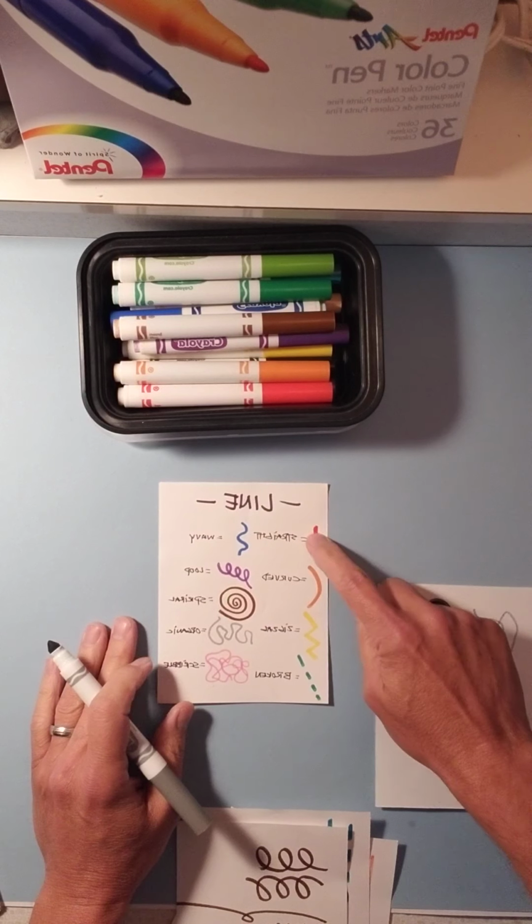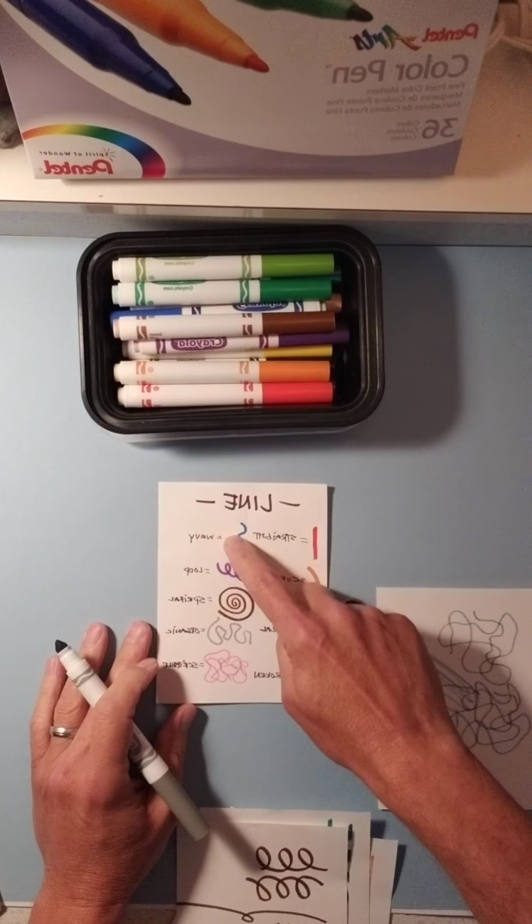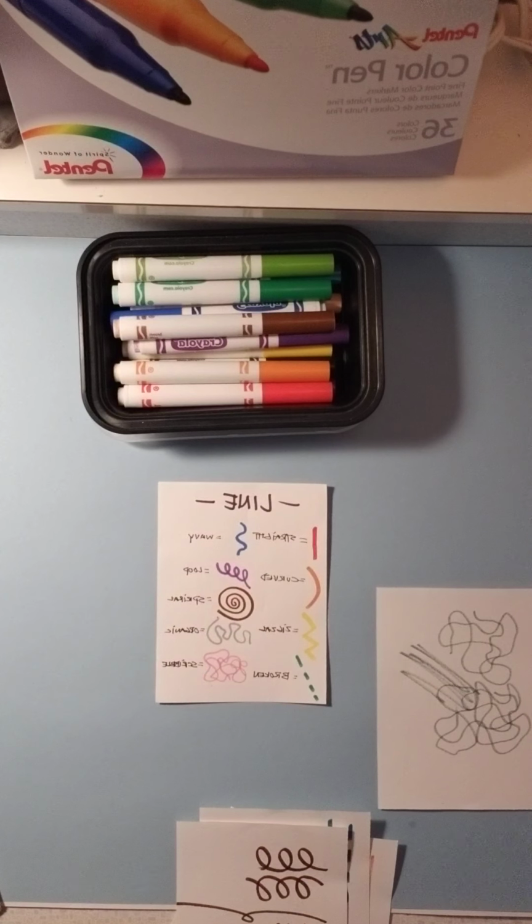They are straight, curved, zigzag, broken, wavy, loop, spiral, organic, and scribble. And all those are used when we make art.